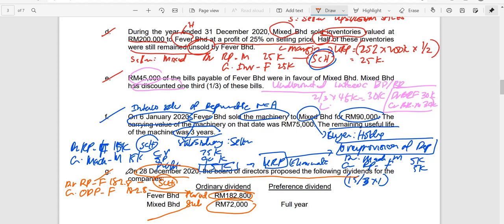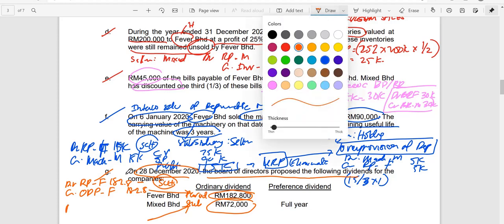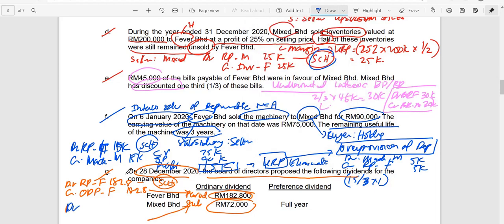Now we go and do it for the subsidiary. So the subsidiary, we use a different color. You will go and debit. I'm doing this for the subsidiary. So debit retained profit of subsidiary, Mixed. How much given? You don't have to calculate the goodwill that was given. Sorry, not goodwill. This was ordinary dividend. So credit the ordinary dividend payable by Mixed 72k.